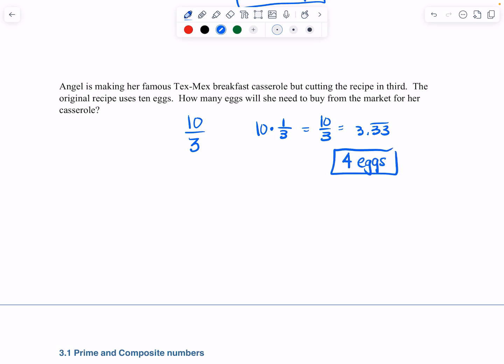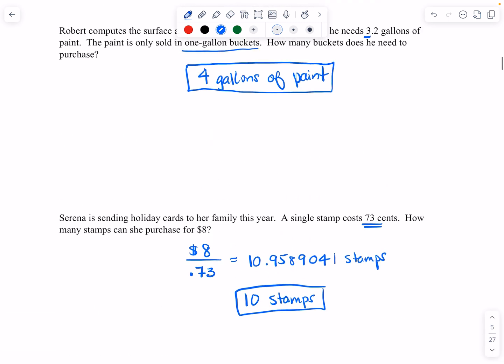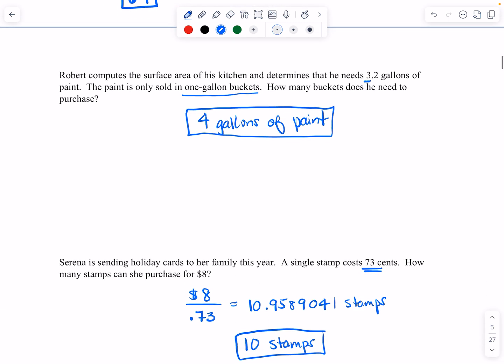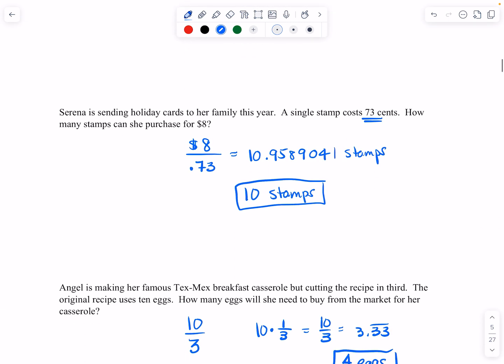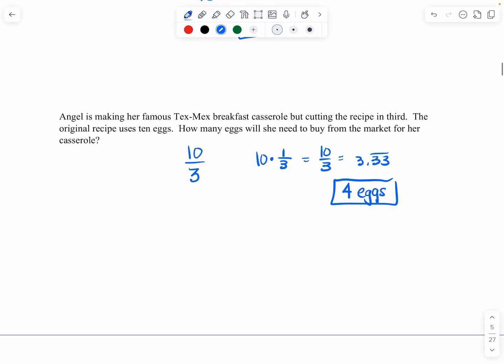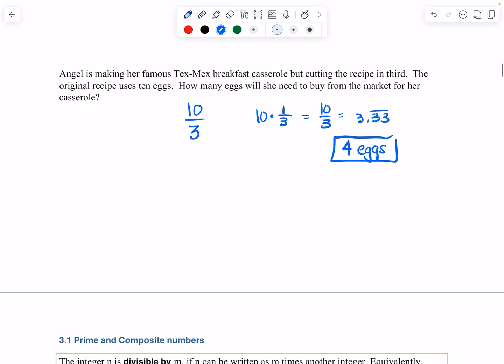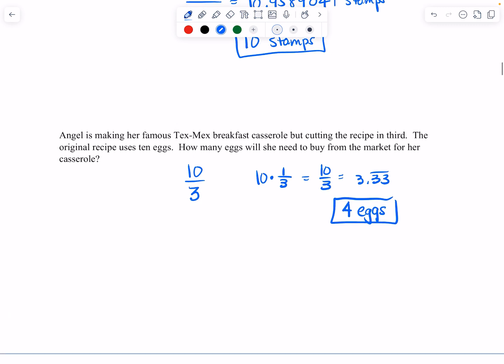So all these little scenarios that we saw, Robert with his surface area of his kitchen, Serena with her holiday cards, and Angel with her famous Tex-Mex, is where the rules get broken. Okay?